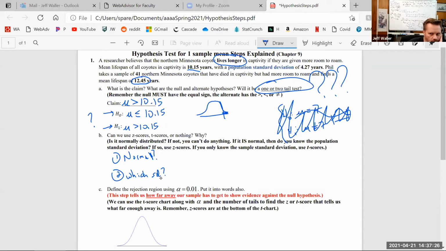All right. So is this situation that I'm working with normally distributed? Yes, 41 is greater than 30. Central limit theorem says have fun. Which standard deviation do we know? Population. Sigma. Therefore, yeah, population standard deviation. So which thing can we use, Z or T? Z. Z. All right.